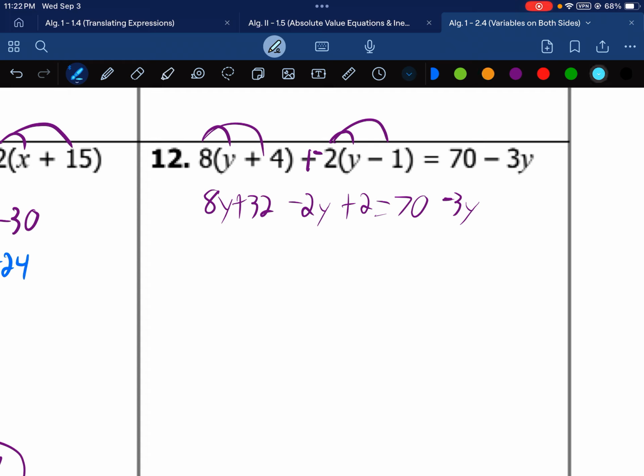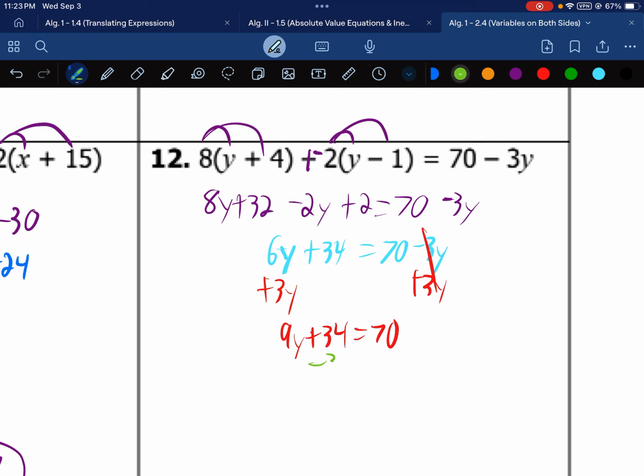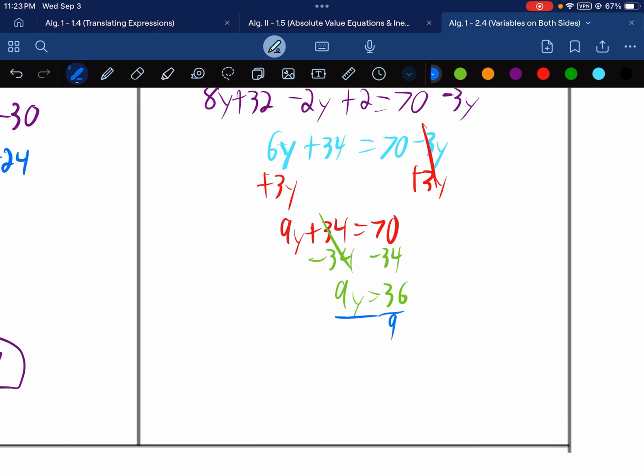On the left-hand side, combining like terms, 8y and negative 2y give us 6y, and 32 plus 2 give us 34. And that equals 70 minus 3y. My smaller of my variables is the minus 3y, so I add 3y to both sides. And I get 9y plus 34 equals 70. Subtracting 34, I get 9y equals 36. Dividing by 9 on both sides, I get y to equal 4. And that wraps up section 2.4, variables on both sides.